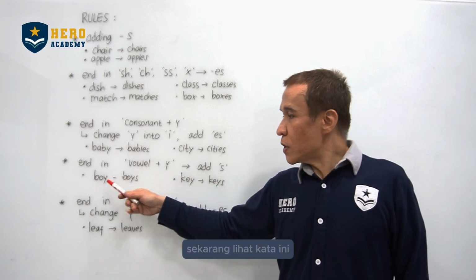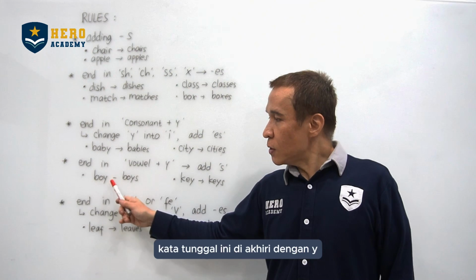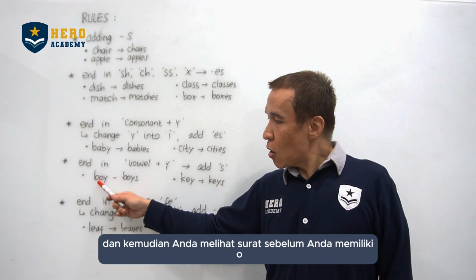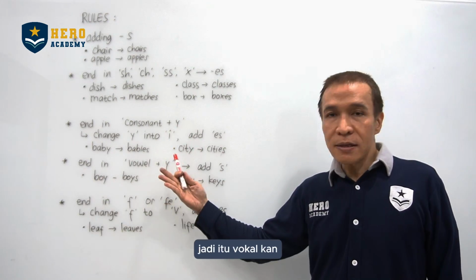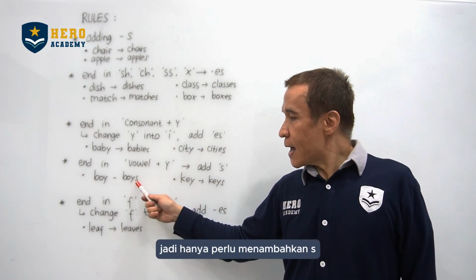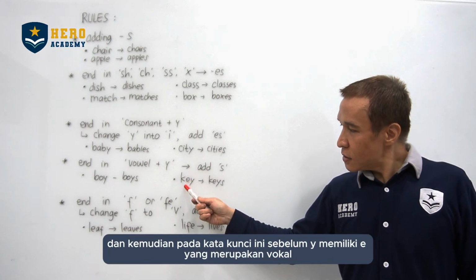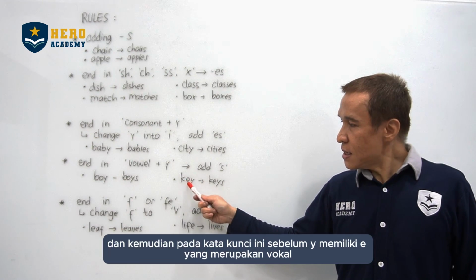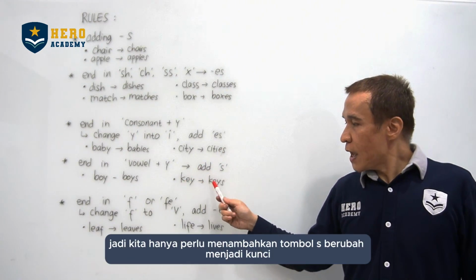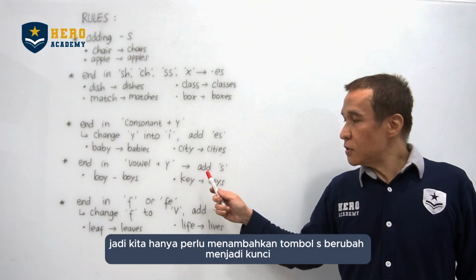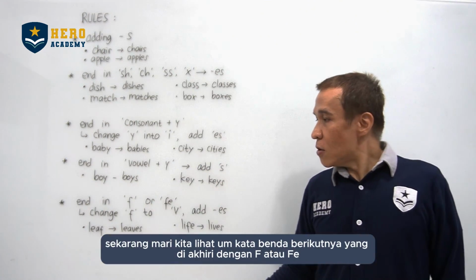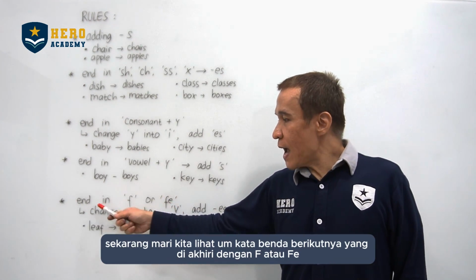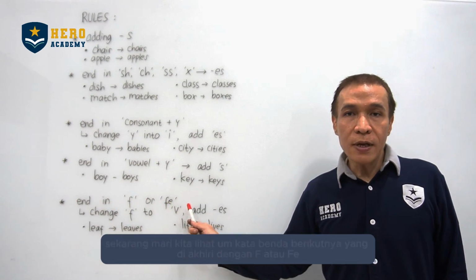Now take a look at this word. This singular word ends with y, and then you take a look at the letter before y. It has o, so it's a vowel, right? So you only have to add s. And then in this word key, before y, it has e, which is a vowel. So we only have to add s. Key turns into keys.